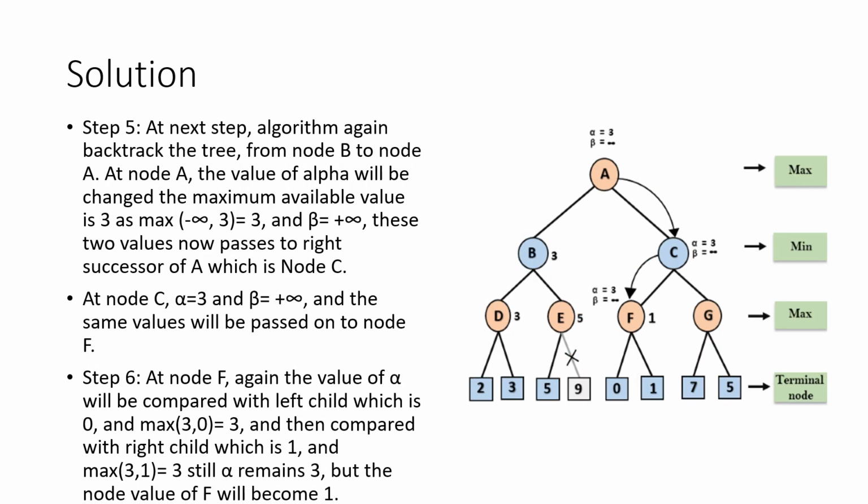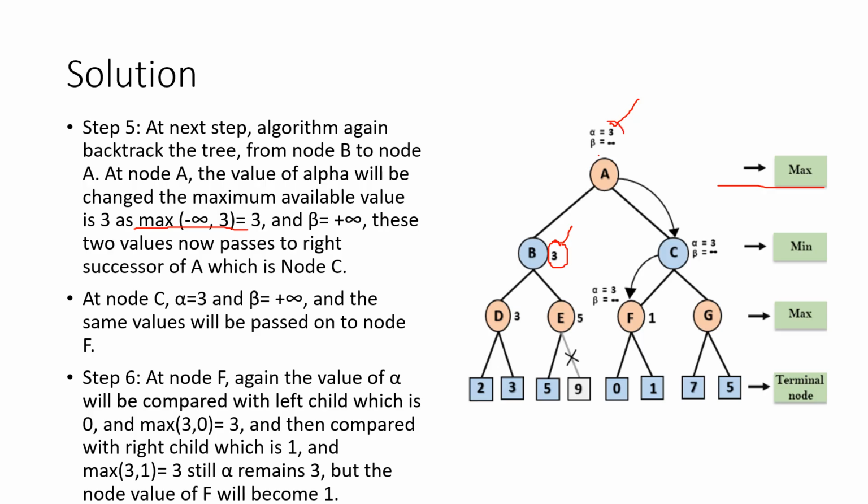So next step, the algorithm backtracks the tree from node B to node A. Here you can see that alpha is equal to minus infinity and beta is equal to plus infinity. And this is the max node, so it will update the alpha. The minimax value will be 3. So this will be compared with the alpha value. Alpha is minus infinity and this 3 will be compared. Whichever is maximum will be selected. So 3 is maximum, so alpha is updated to 3.